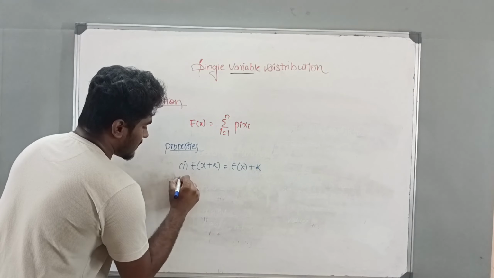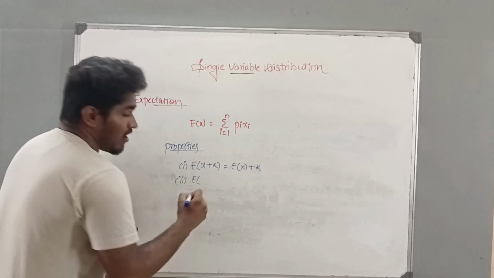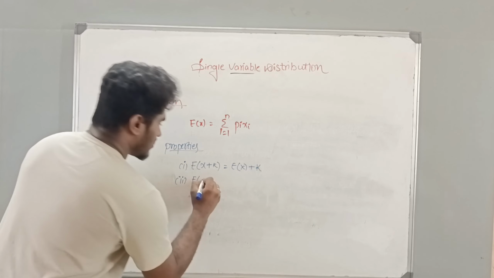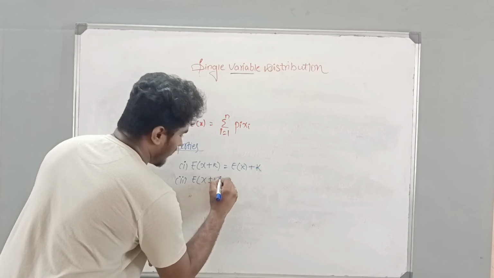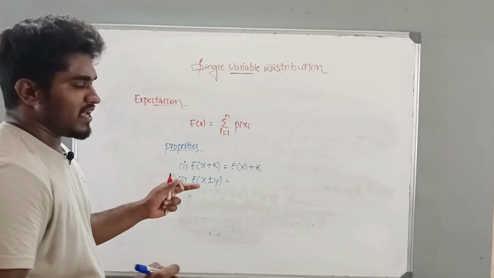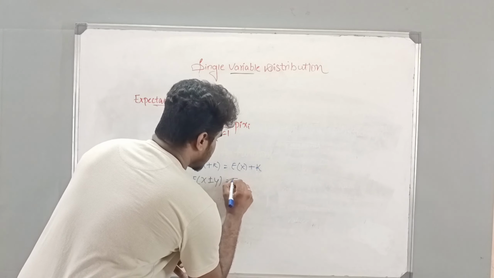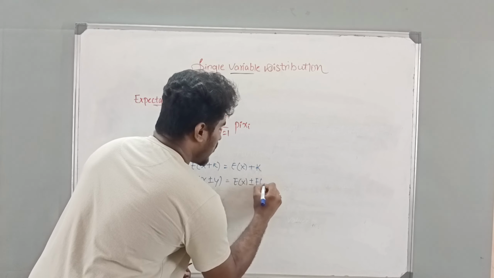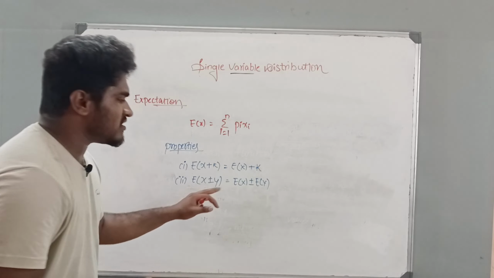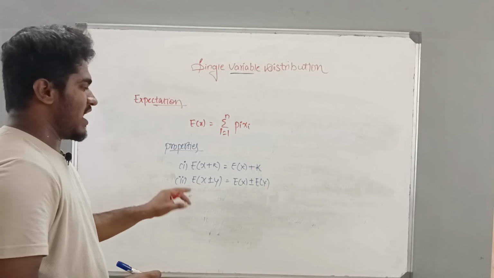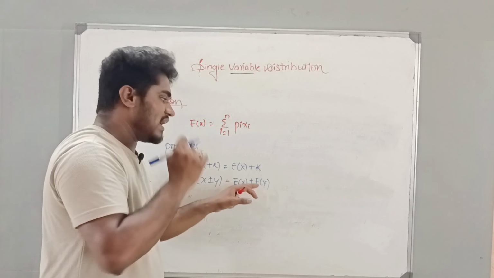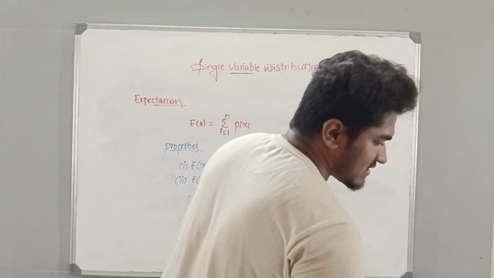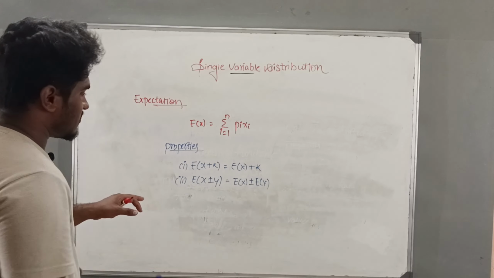one more property, that is E of any two random variables, x plus or minus y. This is going to be expectation of x plus or minus expectation of y. If they are given as positive, you take the positive value. If they are given as negative, you can take the negative value as well. So these are the two properties, and we have some more properties.